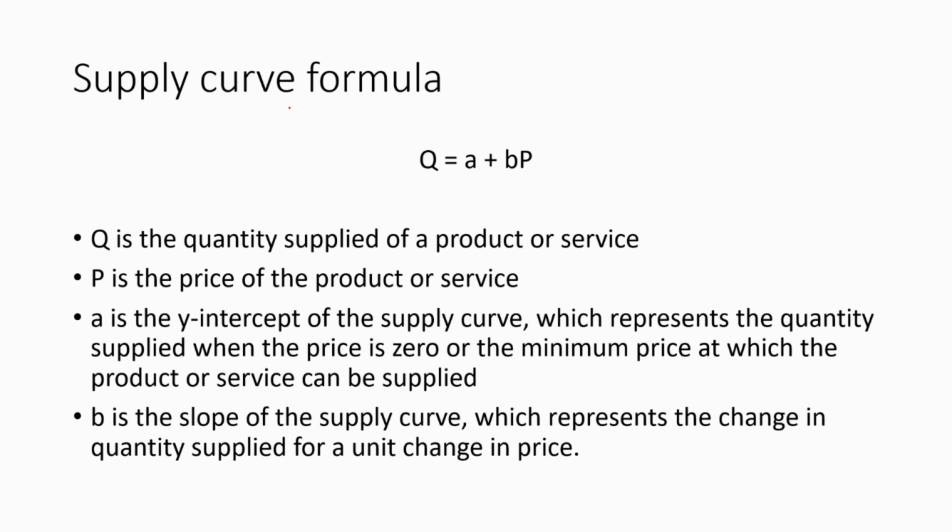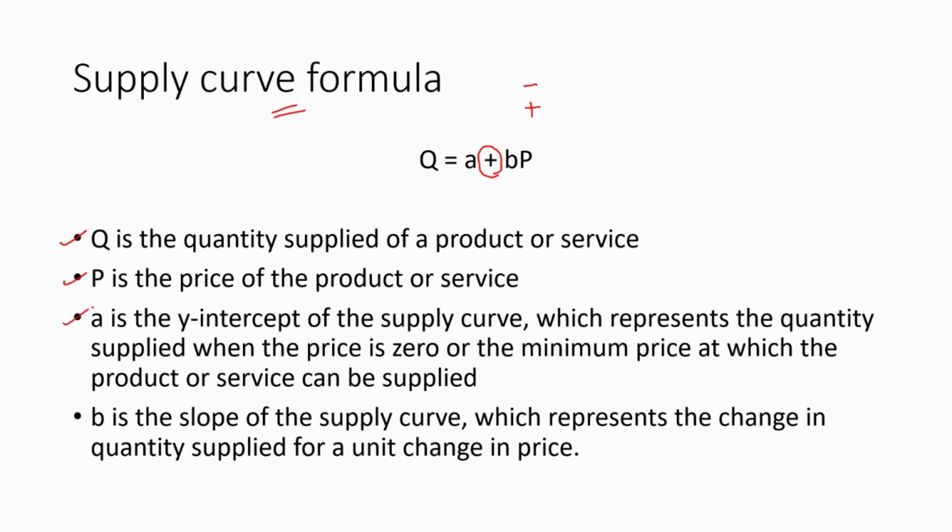Now let's talk about the supply curve formula. The difference between the demand curve formula and the supply curve formula is this assigned plus or minus value. For the demand curve, it is a minus. For the supply curve, it is a plus. Q is the quantity supplied of a product or service. P is the price of the product or service.